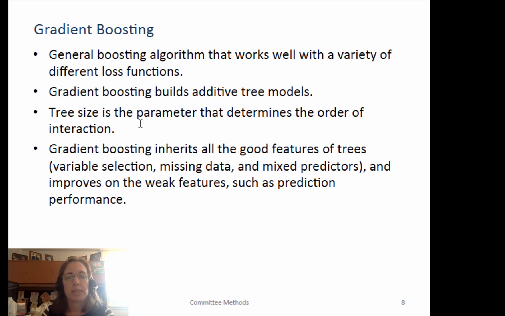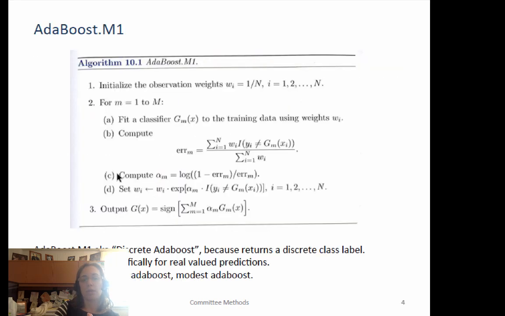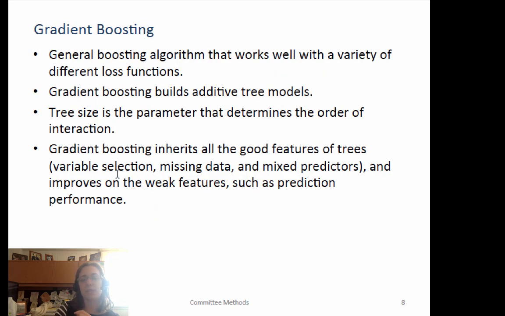So gradient boosting inherits all the good features of trees. Okay, it does feature selection. It's adding in features, and it's not going to necessarily include all of the variables in your data set. It's going to take some and leave out others. It can handle missing data. So still, we have that clever way of working with surrogate variables, doing surrogate splits, we're still good there. And we can also still handle mixed predictors. Of course, by the nature of boosting, and by the nature of these types of penalties we already know, it's known to improve weak features and also predictive performance.